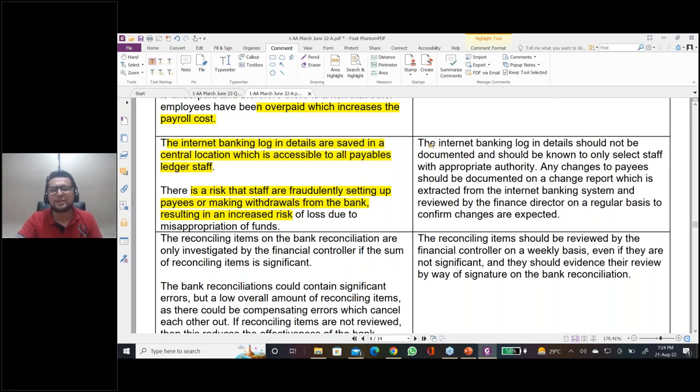What should be the recommendation? The internet banking login details should not be documented anyway. It should be known to very limited senior officials, and even the password should be reviewed and regularly changed. That's great.